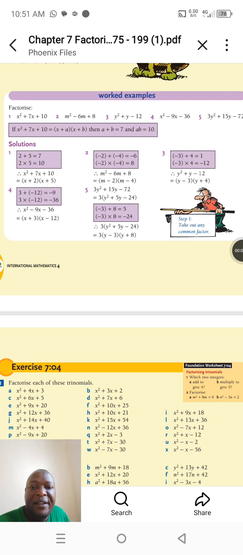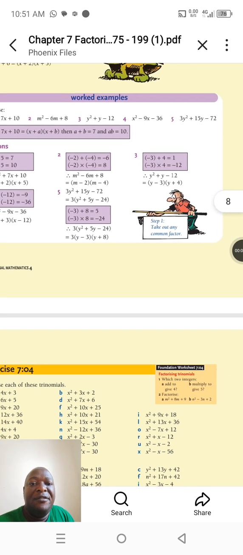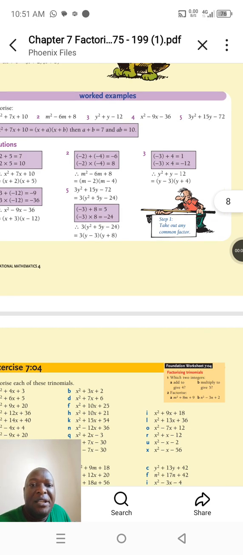Then finally, example number 5, 3y squared plus 15y minus 72. Now, for us to be able to factorize this expression, we need to factorize first a constant factor. In this case it is 3. So we factorize 3 first, then we remain with an expression y squared plus 5y minus 24.